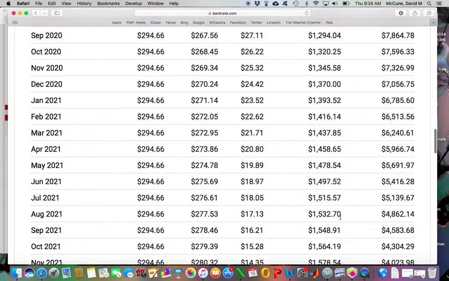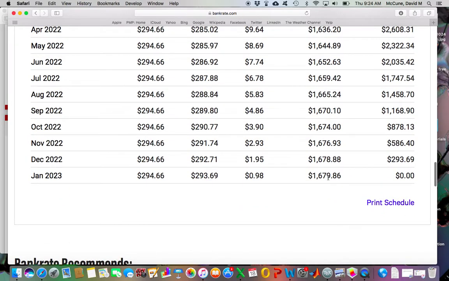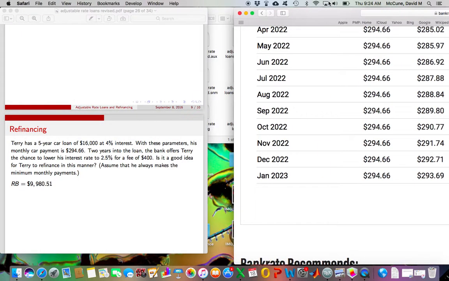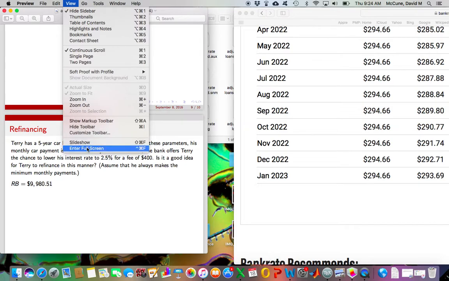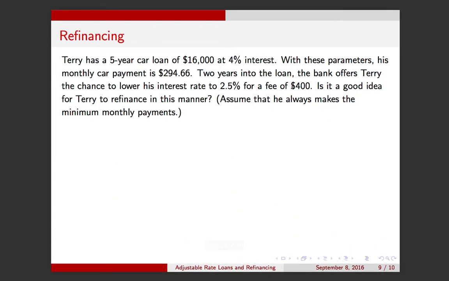If he hadn't taken the offer, he pays $1,679, whatever, roughly $1,700 in interest. So you're comparing $1,680, $1,679 to $1,450. And the difference between those two numbers is not nearly close to $400. Right? They're going to make him pay for this interest rate drop. So what he would be doing if he accepted this offer, he would be paying $400 to save $250-ish. And that doesn't make any sense.